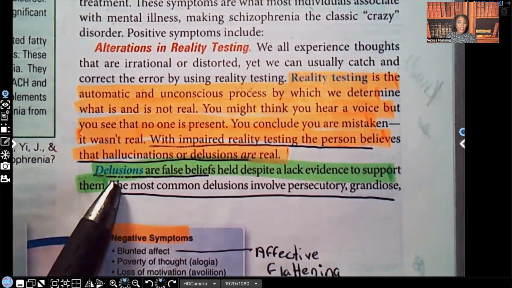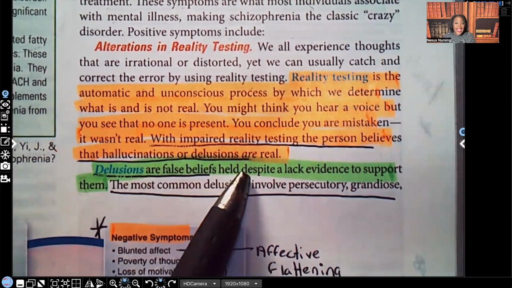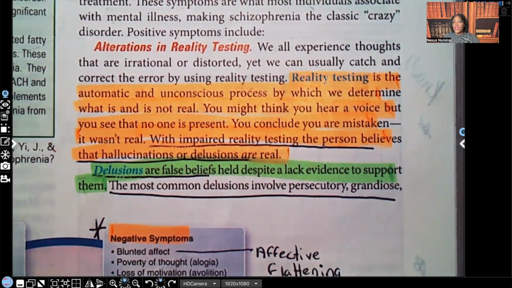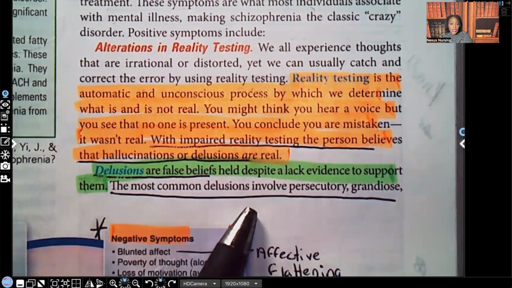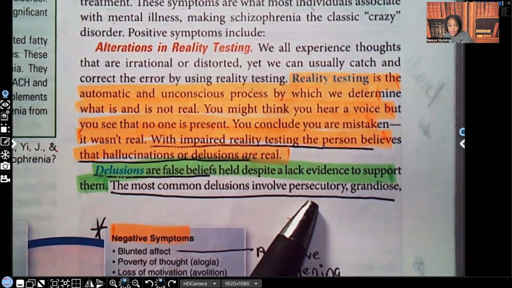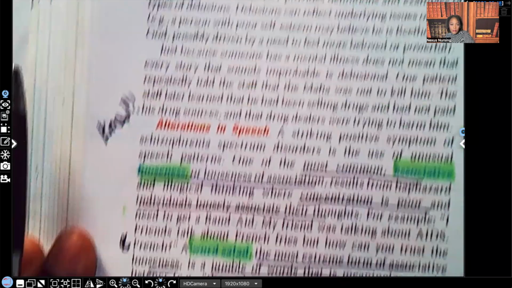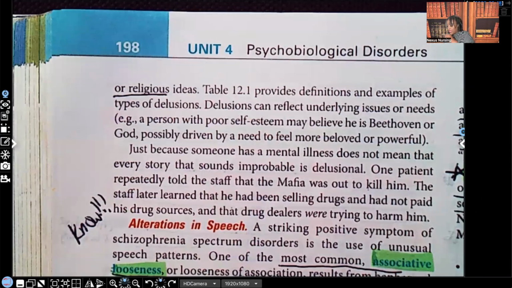And like I told you before, delusions are false beliefs. Delusions are false beliefs held despite a lack of evidence to support them. So you have that false belief and nothing to back it up. Matter of fact, you may have a false belief and you have proof to the contrary, but you still believe that false belief, okay? The most common delusions involve persecutory, everybody's out to get me, grandiose thinking, I have special powers, or religious ideas.